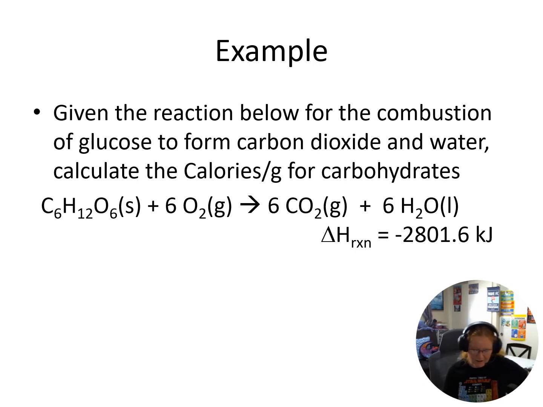Okay? All right, and then the last one here, I've got some glucose. It's going to combust. We're going to get our carbon dioxide and water. And so how many calories per gram do we get for these carbohydrates? Because glucose is a carb. So again, it's just stoichiometry. Okay. And I'm trying to get calories per gram, so I have to do one thing over the other thing.